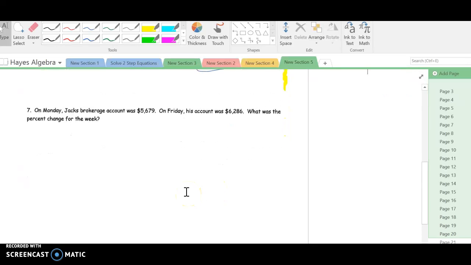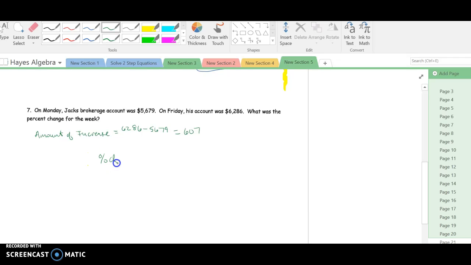Okay, so number 7, on Monday, Jack's brokerage account was $5,679. On Friday, his account was $6,286. What was the percent change for the week? Well, the amount of increase would be 6,286 minus 5,679. And when we subtract that, you end up getting $607.